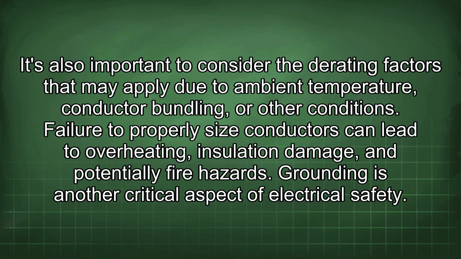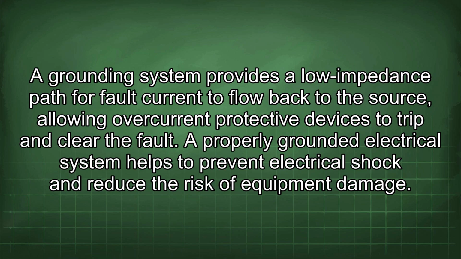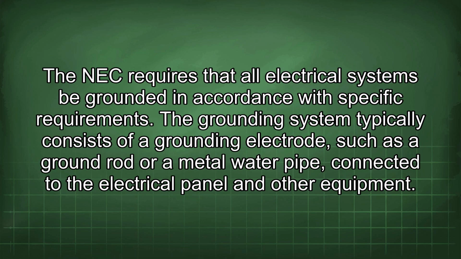Grounding is another critical aspect of electrical safety. A grounding system provides a low impedance path for fault current to flow back to the source, allowing overcurrent protective devices to trip and clear the fault. A properly grounded electrical system helps to prevent electrical shock and reduce the risk of equipment damage. The NEC requires that all electrical systems be grounded in accordance with specific requirements.